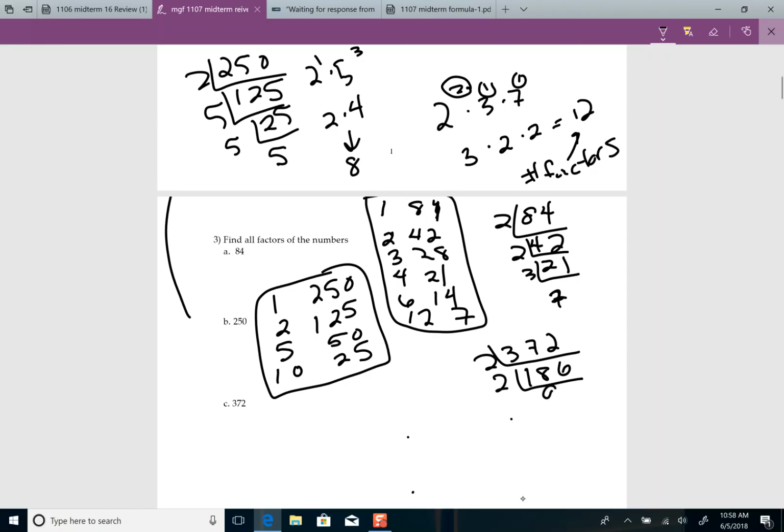Okay, that gave me 93, which makes me think, let's try 3. Okay, now I have 31. All right, so now I'm done. 31 is prime. So I have 2 squared times 3 times 31.